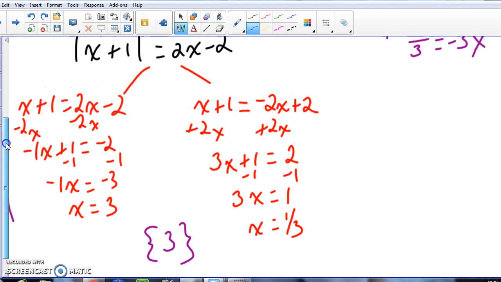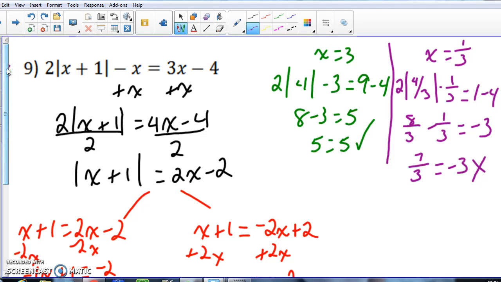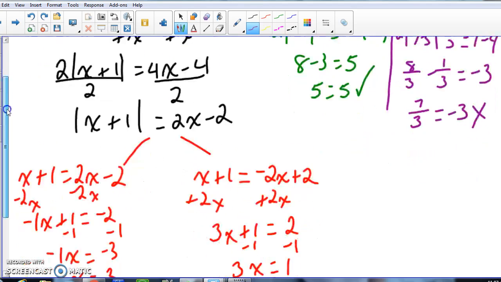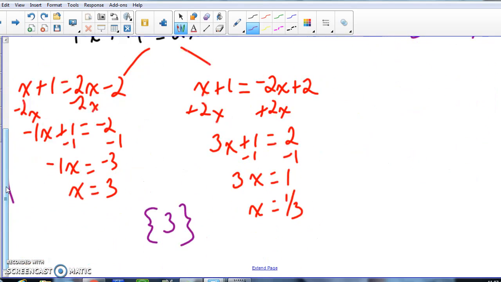If you notice though, I said the only solution was 3. Here's why. I'm going to scroll back up. When I plugged my answers in, when I plugged 3 into check, it worked. When I plugged 1/3 into check, it did not. Now, someone in class asked me, is the negative case always going to not work? That's not true. If you look back to some of the other ones we did, I think 5 and 6, both cases worked. So make sure you don't always assume that the negative case is going to work, because that's not always true. It's true frequently, but not always.